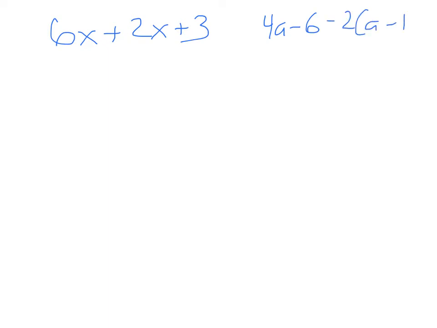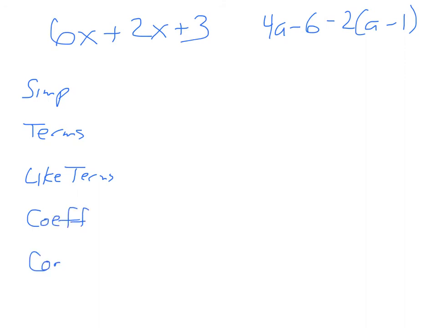Okay, I'd like you to try the following. In each of these expressions, I want you to identify the terms, identify the like terms, the coefficients, the constants, and then simplify if you can. So we have 6x plus 2x plus 3. And then how about we do 4a minus 6 minus 2 times a minus 1. Again, I want you to simplify it first. Then identify the terms. When you simplified, what were the like terms? In the simplified version, what are the coefficients? And what are the constants that you found? Do those. We'll go over those tomorrow in class.